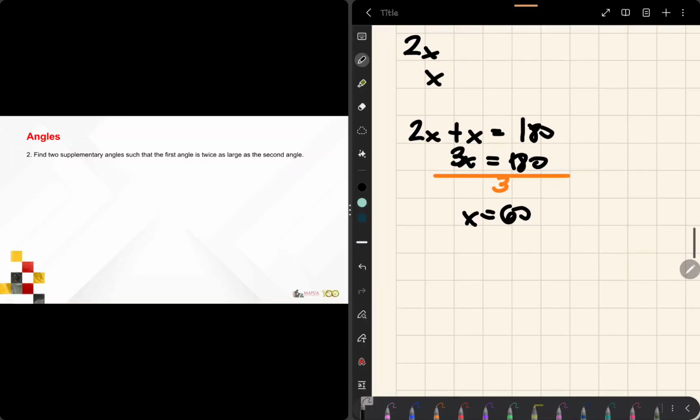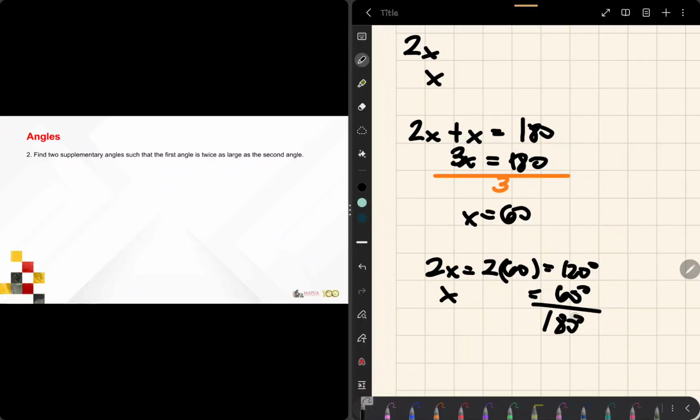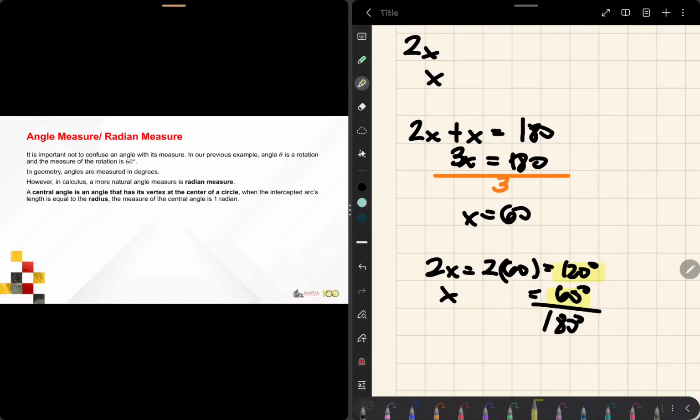Therefore, our two supplementary angles are 2x, which is 2 times 60, equal to 120 degrees, and x, which is equal to 60 degrees. If we add them, we get 180 degrees. So therefore, they are supplementary to each other. It is important not to confuse an angle with its measure. In our previous angle, theta is a rotation, and the measure of the rotation is 60 degrees.